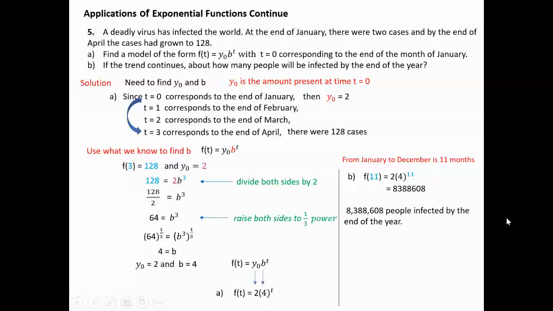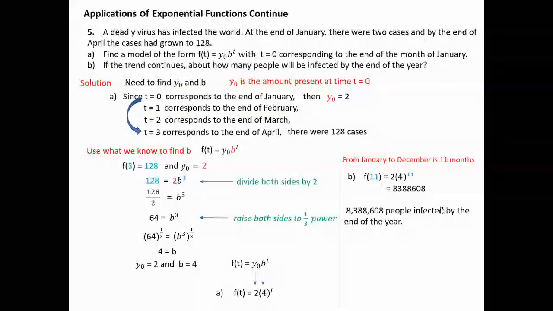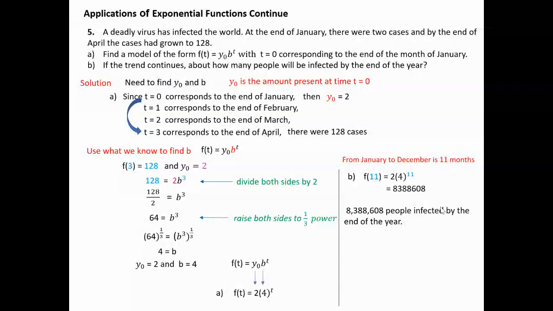This problem and this answer for B will be if there was no intervention. If it happened with nothing that we did, right? We just keep living our lives. Normally, this is how many people would have been infected, approximately that many people. And again, because of the interventions, it was much less than that. Okay, but this is a good example of an exponential function in a real life situation.